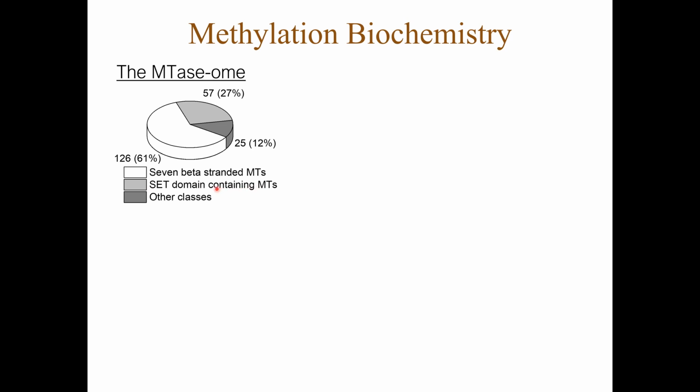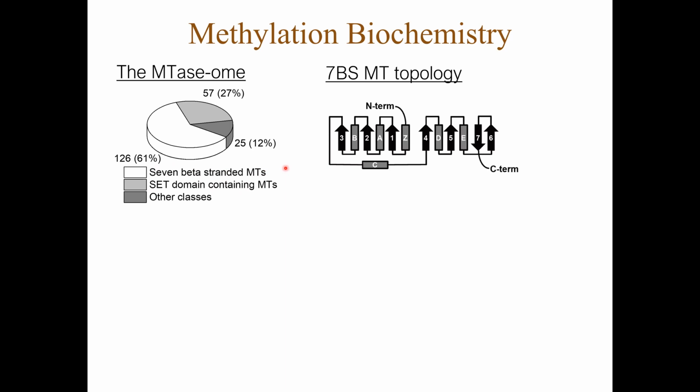But the biggest class is made up by the so-called 7 beta strand methyltransferases. And I will also showcase an enzyme from this class later in the presentation. And these 7 beta strand methyltransferases, they are characterized by this topology. So they have 7 beta strands with alternating alpha helices. And most of these beta strands are parallel except for the 2 C-terminal ones.